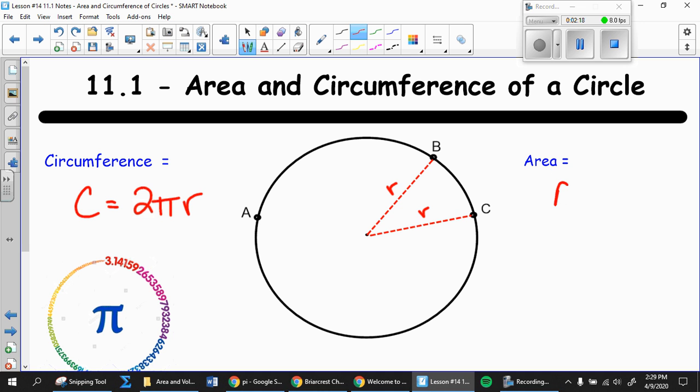Area is pi times radius squared. So whatever the radius is times itself. Remember, order of operations tells us to do exponents before multiplying. So you have to take whatever the radius is and square it before you multiply it times pi. All right, let's look at a couple examples.